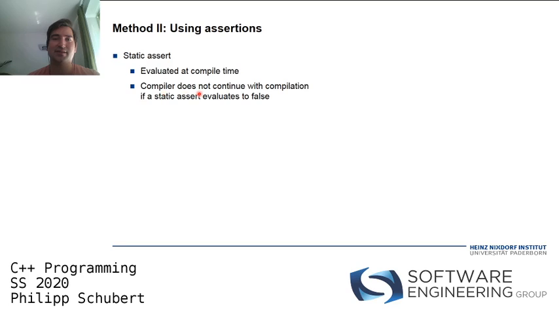So if a static assertion fails, the compiler does not even continue with compilation. If it returns false, it just immediately throws an error at you, and then you have to fix it. And I mean, that's the purpose of assertions, so that you find and fix errors.